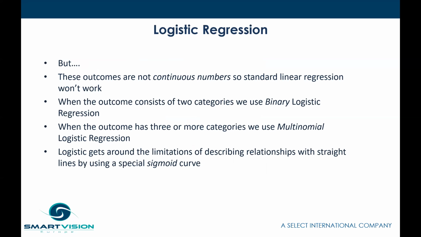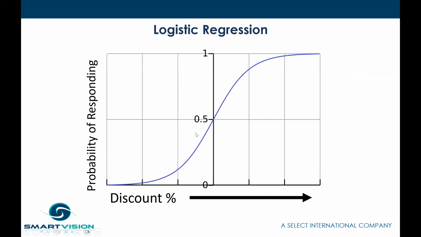When the outcome consists of 2 categories, we tend to use binary logistic regression. When the outcome has more than 2 categories, we use multinomial logistic regression. Logistic regression gets around the limitations of describing relationships with straight lines by not using a straight line. It uses a curvy relationship, a special curve called the sigmoid curve. That means an S-shaped curve. It looks like this.